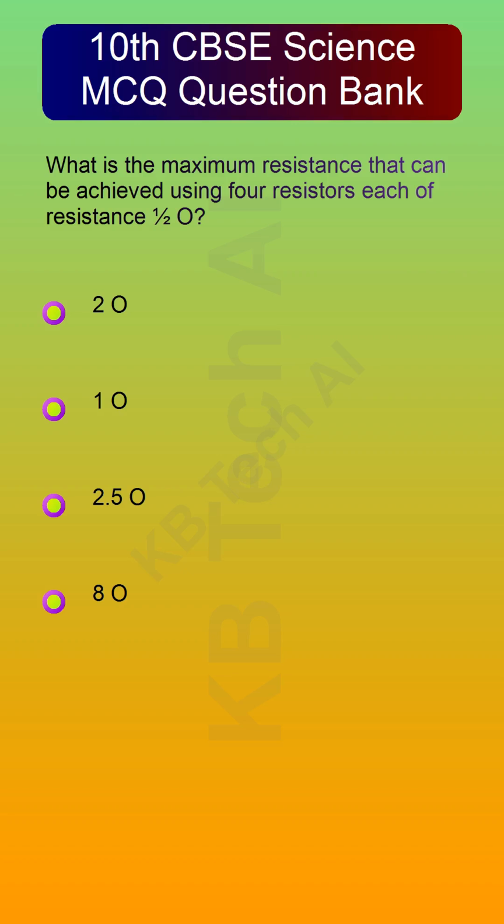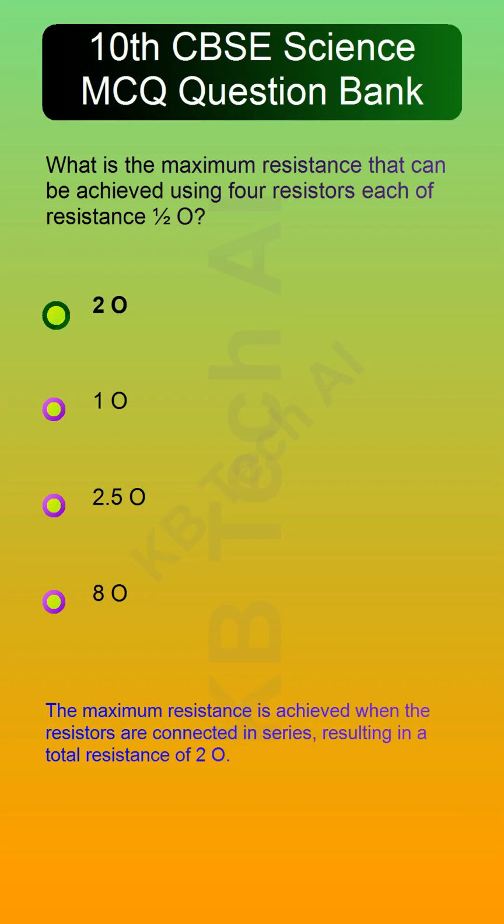What is the maximum resistance that can be achieved using 4 resistors each of resistance 1/2 ohms? Option 1, 2 ohms. Option 2, 1 ohm. Option 3, 2.5 ohms. Option 4, 8 ohms. The answer is Option 1, 2 ohms.